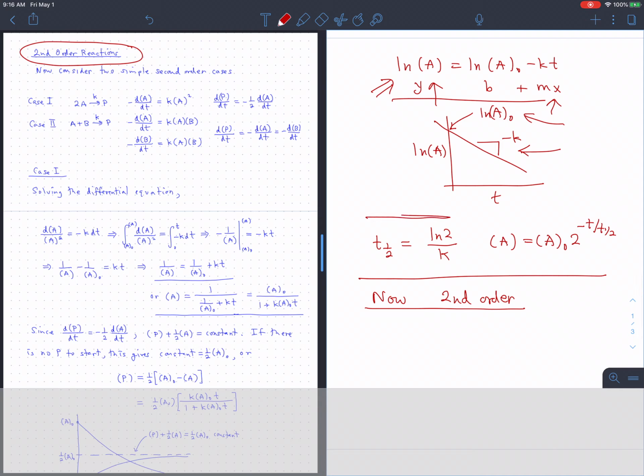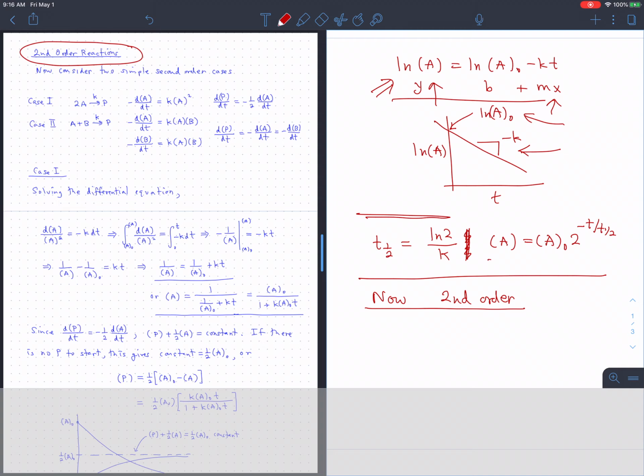Another unique property for first-order reactions is that if you solve for the half-life, it doesn't depend on the initial concentration. It's just log 2 divided by K, which means that knowing the half-life is essentially the same as knowing the rate constant and vice versa. So it's an easy way to measure the rate constant or vice versa.